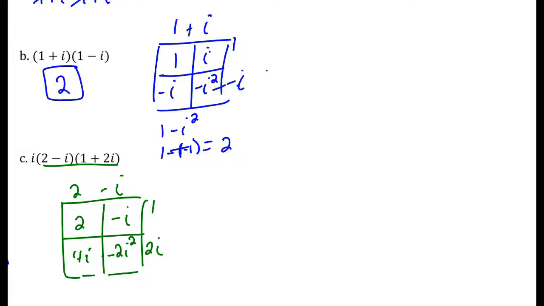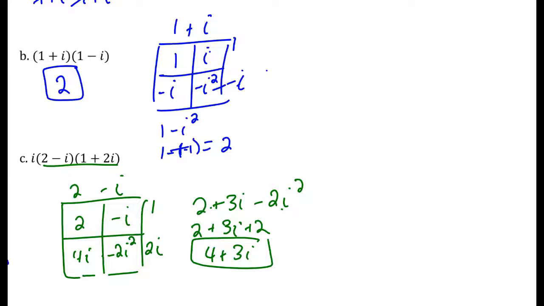I squared is negative 1, so I like to think of i squared as a sign changer. It changes your sign. So I get 2 minus i plus 4i is plus 3i, minus 2i squared. Well, i squared is negative 1, so this is really 2 plus 3i plus 2. So 4 plus 3i is the answer in a plus bi form of that product. Well, I need to take that product and multiply it by i.